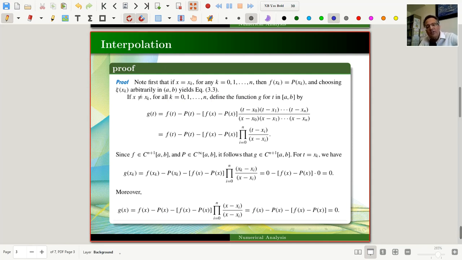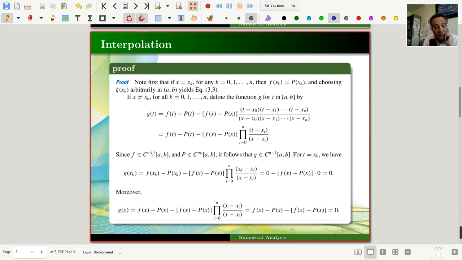and we define a function g with the variable t in the interval [a, b] by this relation. We define g(t) equal to f(t) minus P(t) minus [f(x) minus P(x)] times these terms. In fact, we can write this term in the compact form like this: g(t) equals f(t) minus P(t) minus [f(x) minus P(x)] times the product for i equal to 0 to n of (t minus xi) over (x minus xi).